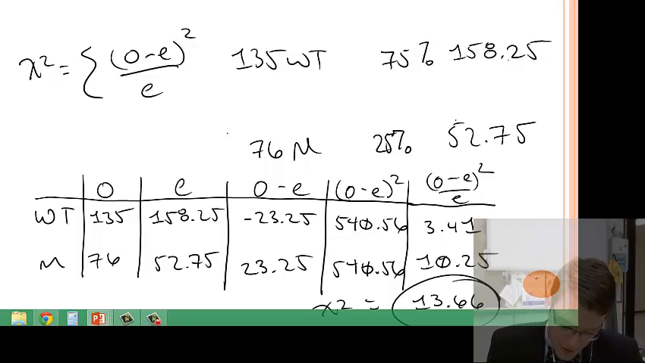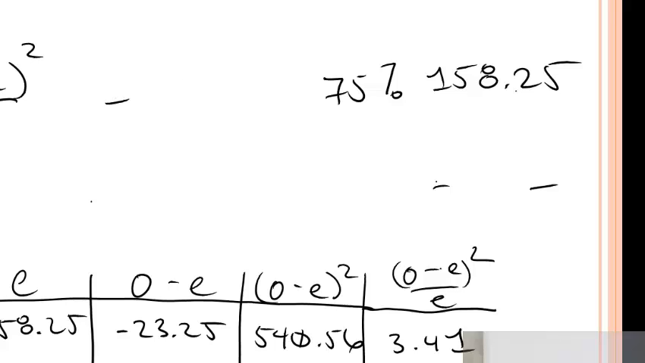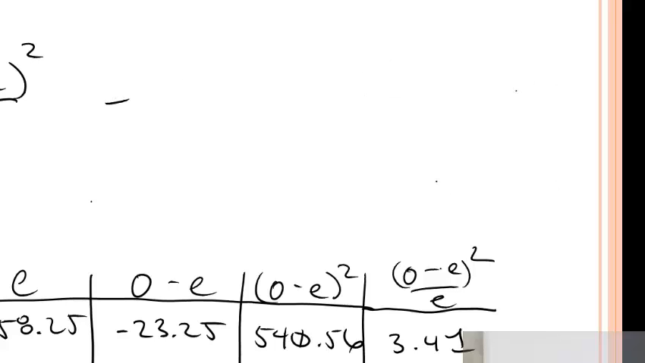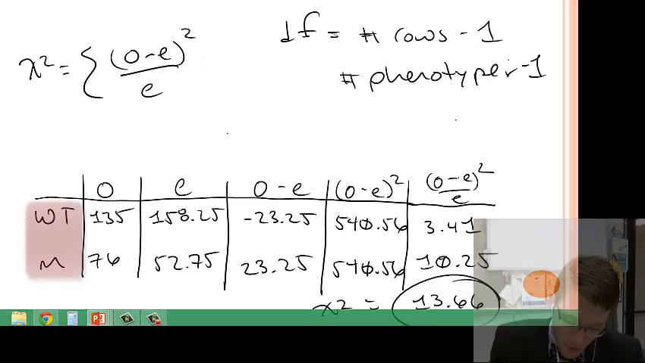What we have to do next is determine the degrees of freedom. In this example, because there are two rows on our chi-square table, there is 1 degree of freedom. Because the degrees of freedom are equal to the number of rows minus 1. And in biological examples, that usually translates to the number of phenotypes minus 1. And because we're tracking two different phenotypes, wild type and mutant, the degree of freedom in this analysis is equal to 1. All right?